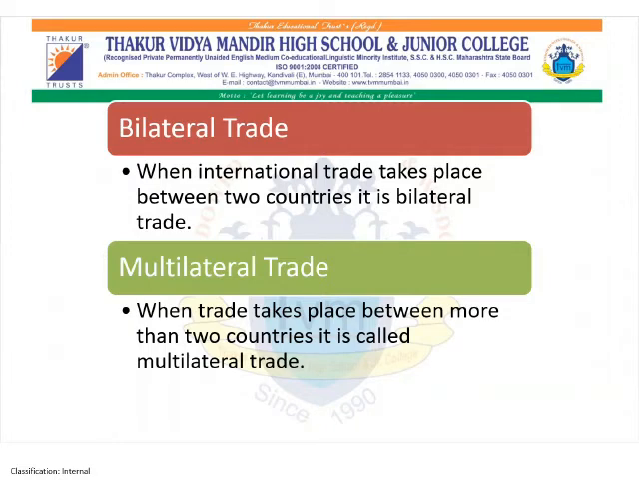Further, we will study bilateral trade. When international trade takes place between two countries, it is bilateral trading. That means when two countries trade with one another, it is called bilateral trading. The second one is multilateral trading. When trade takes place between more than two countries, it is called multilateral trading. That means when the import and export of goods is carried out between more than two countries, it is called multilateral trade.